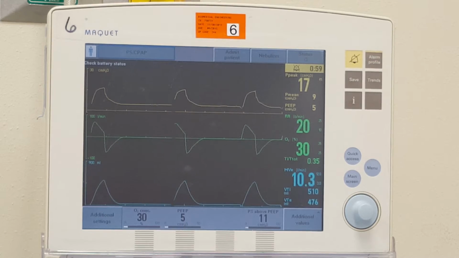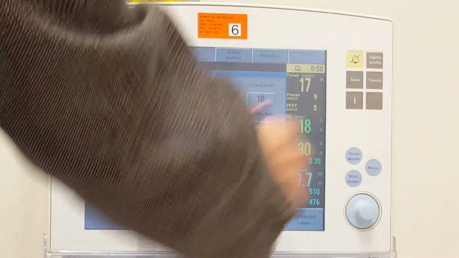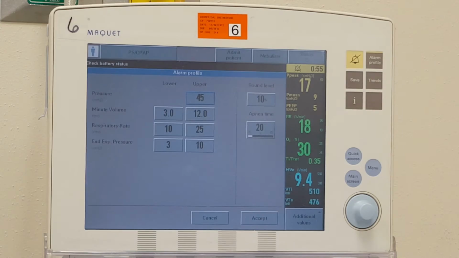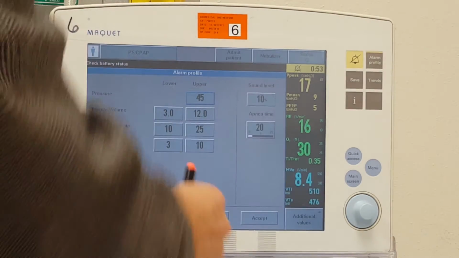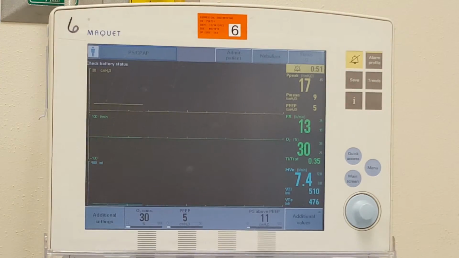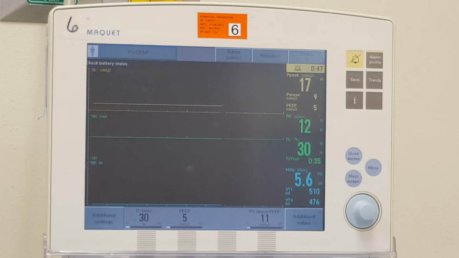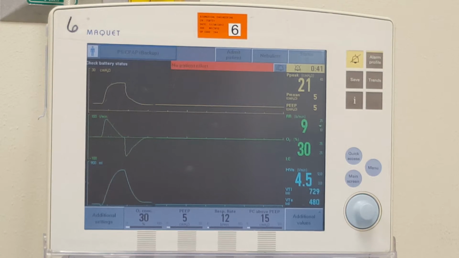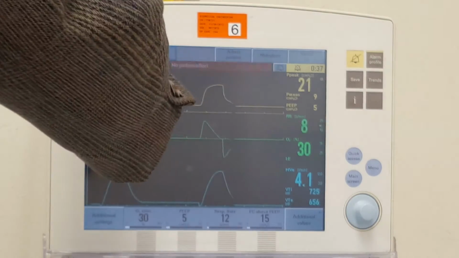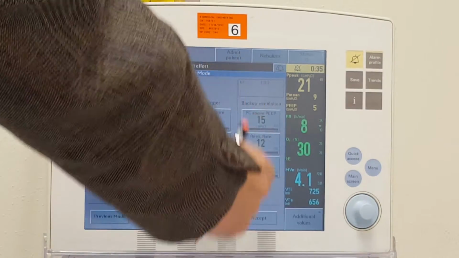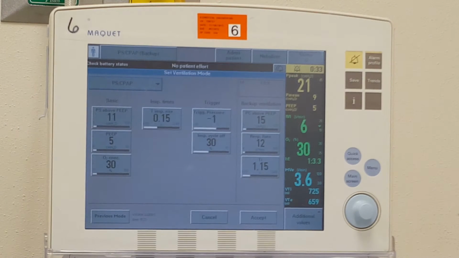Well, remember, based on our alarm profile, we have our apnea time set at 20 seconds. So once 20 seconds is reached of no spontaneous effort, which you're going to see, no patient effort show up there in a few seconds. And then, see, low respiratory rate, no patient effort, and here we are in backup mode. And remember that backup mode is based on these settings that we made over there to the side.